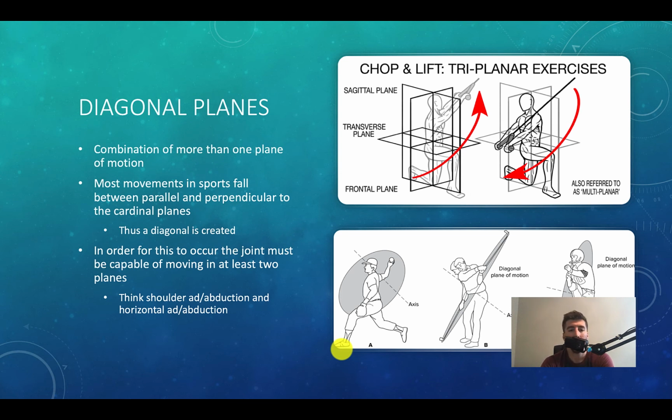Whenever you're moving in these multi-directional planes or these diagonal planes, you're also going to have an axis of rotation. And you can see that axis of rotation is running perpendicular at a 90-degree angle to the plane of the motion. So that would be like the axis of rotation is a 90-degree angle in a straight line running directly through the plane of motion.